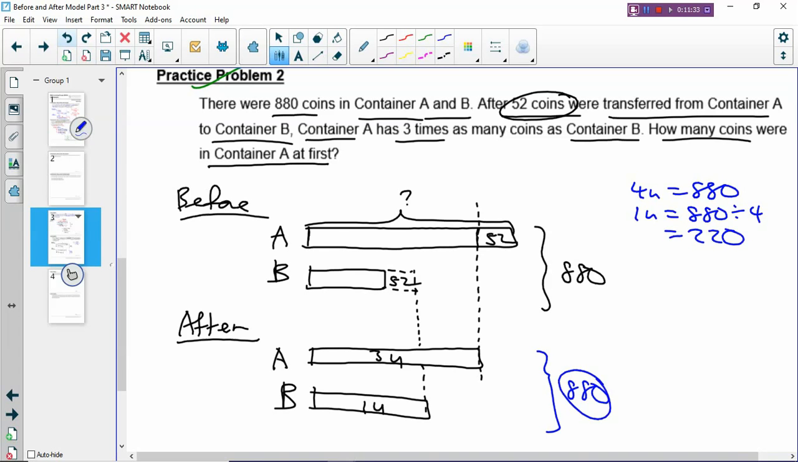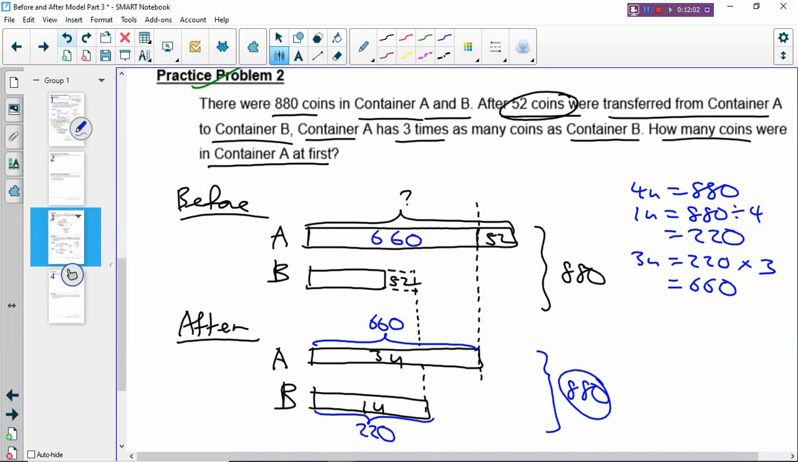Okay, so if 1 unit is 220, I can find how many is 3 units, which is in the after model. So my 3 units will be 220 times 3. That will give me 660. And my 1 unit here will be 220, right? But I still haven't got the answer yet. So I can work backwards and put the 660 inside the box here.